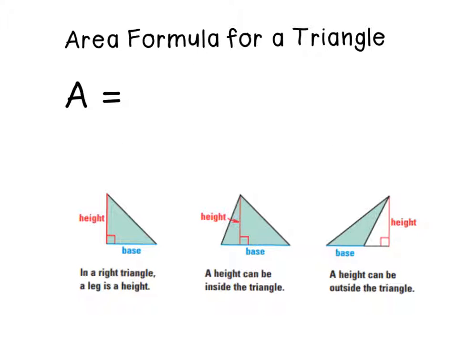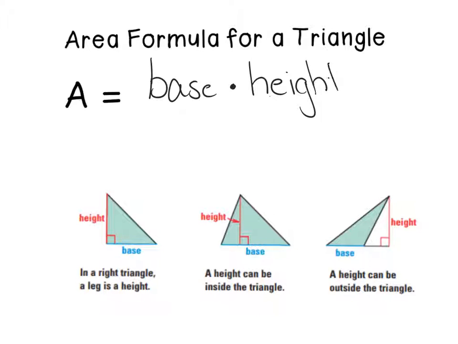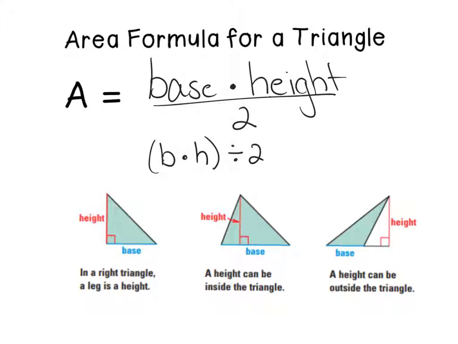So once again, the area formula for a triangle is the base times the height divided by 2. And if you want to write it as base times height divided by 2, this way it is completely fine.